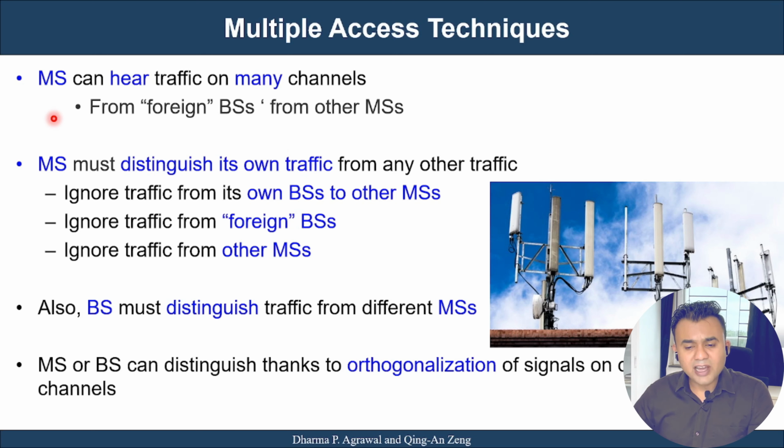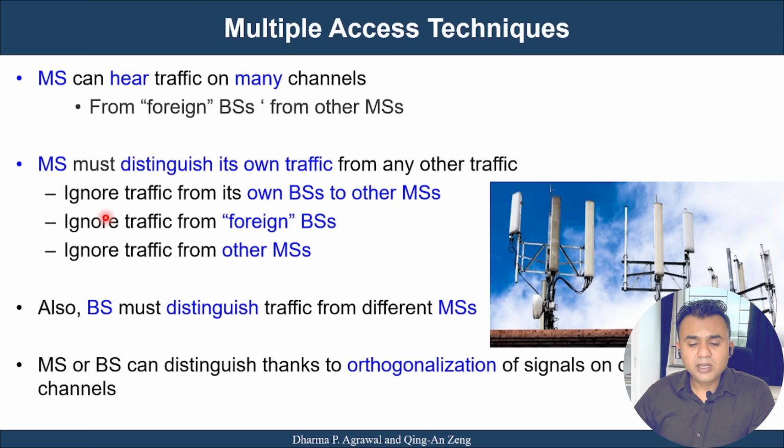The MS can hear the traffic. The problem here is, let's say, if I have a mobile station, it can hear the traffic from many other channels also, such as a foreign base station or many other mobile stations, or many other mobile users also. Therefore, the mobile station must distinguish its own traffic from the other traffic, which is potential noise for that particular mobile station. And how do we do that?